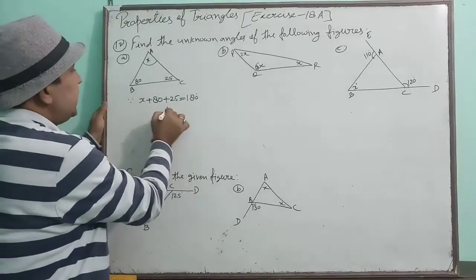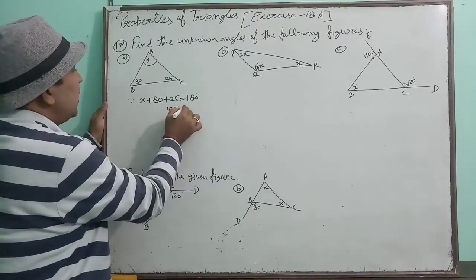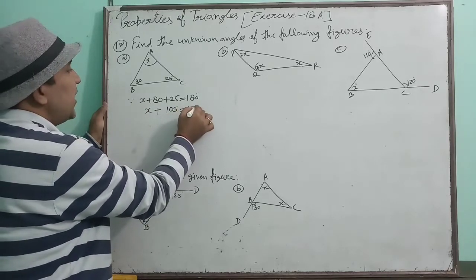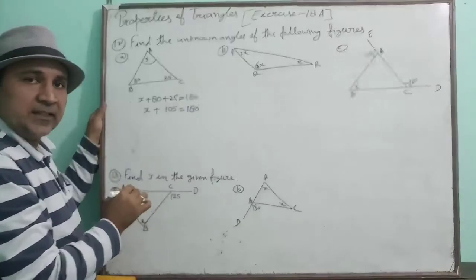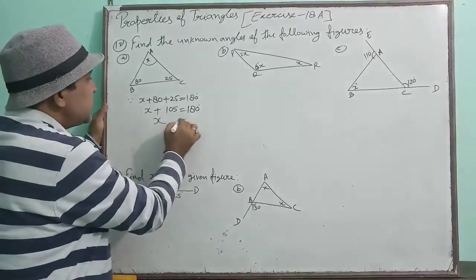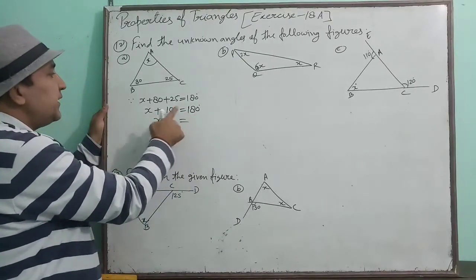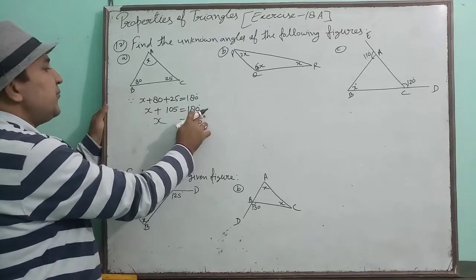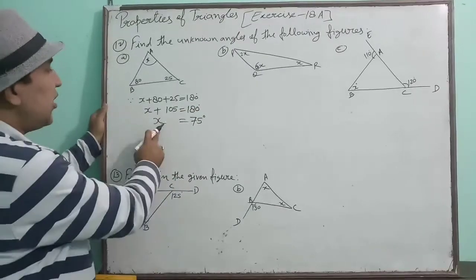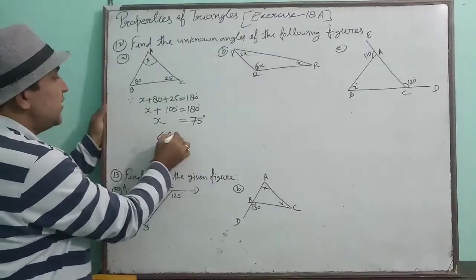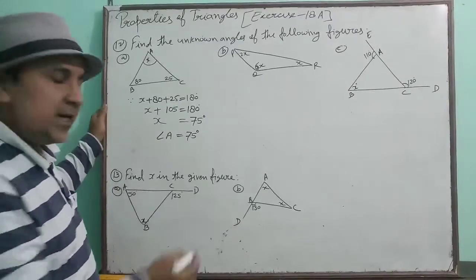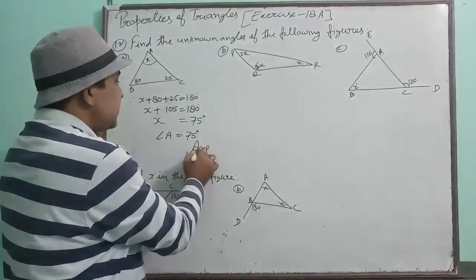Now, 80 plus 25 is 105. That means x plus 105 is equal to 180 degree. So, x is equal to 180 degree minus 105 degree, which means 75 degree. So, the value of x is 75, which means angle A is 75 degree. Okay, the question is very easy, children.